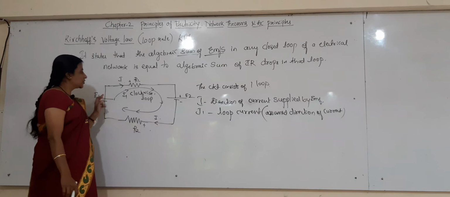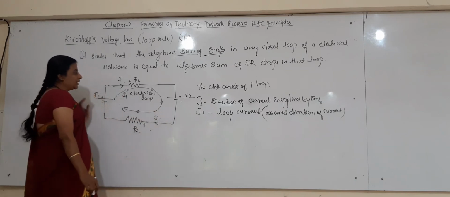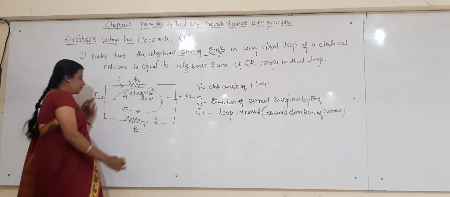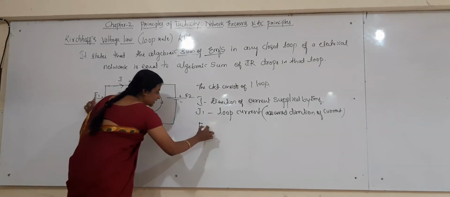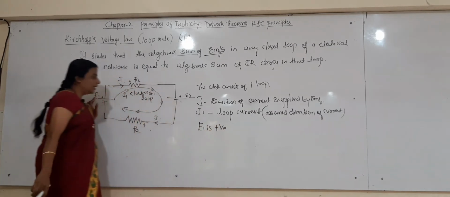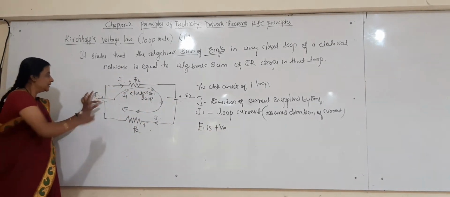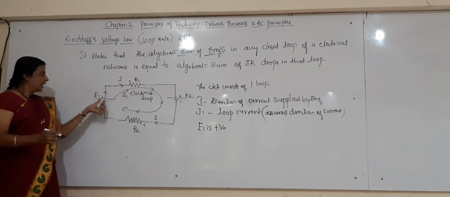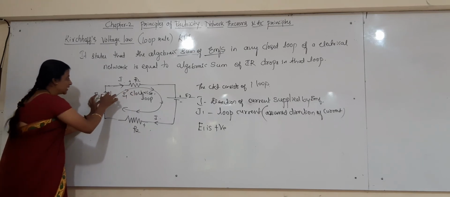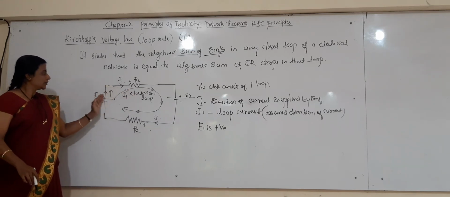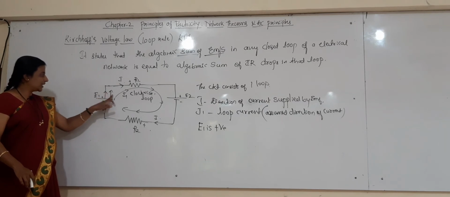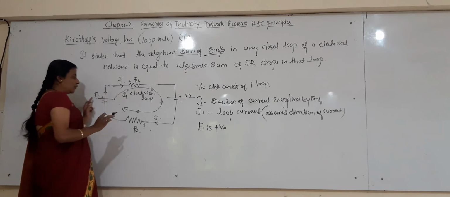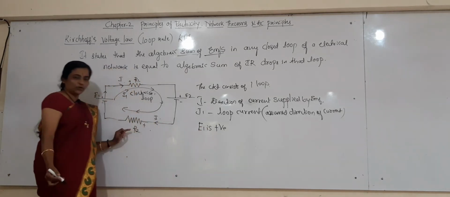There are 2 EMFs here. Whether they are taken as positive or negative: E1 is taken as positive. Why? Because the current flowing through the EMF as well as your loop current are in the same direction, clockwise. Both the loop current and the current flowing through the battery or source are the same, therefore E1 is taken as positive.